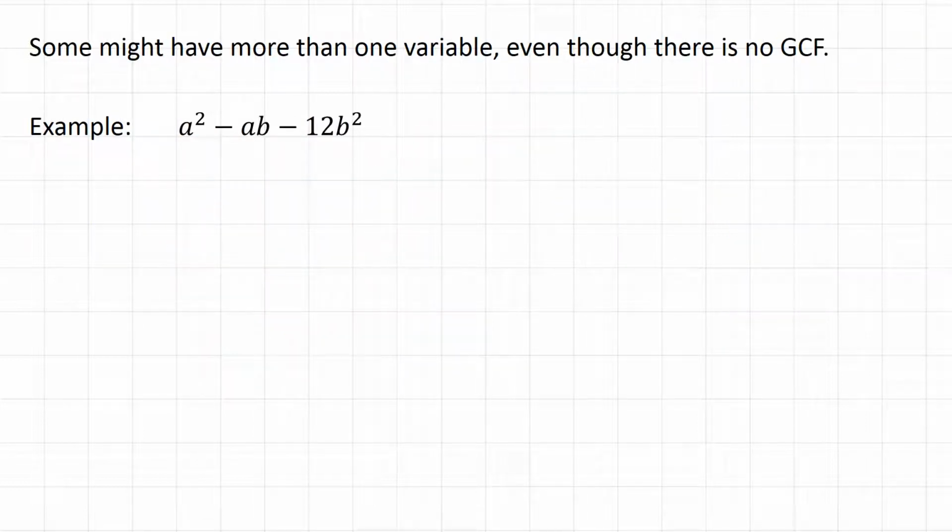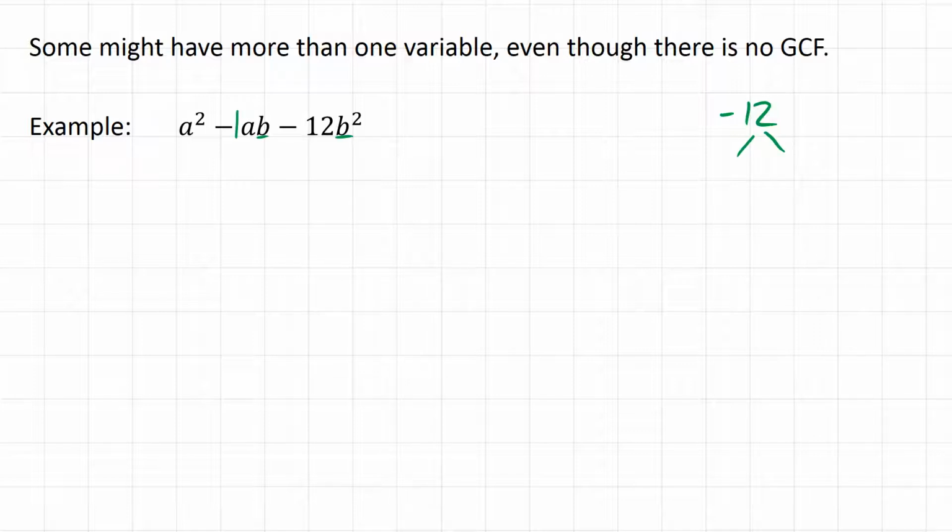So sometimes trinomials will have more than one variable, but there's no greatest common factor. But these are still factorable using the same method. It's just that we're going to have two variables in our factored answer. And so I'm just going to show you this example, and then I'll FOIL it to prove to you that what we did worked. So for now, basically what we're going to do is ignore the b's, and just imagine this was a squared minus a minus 12. That would mean I need two numbers that multiply to negative 12 and add to negative 1.